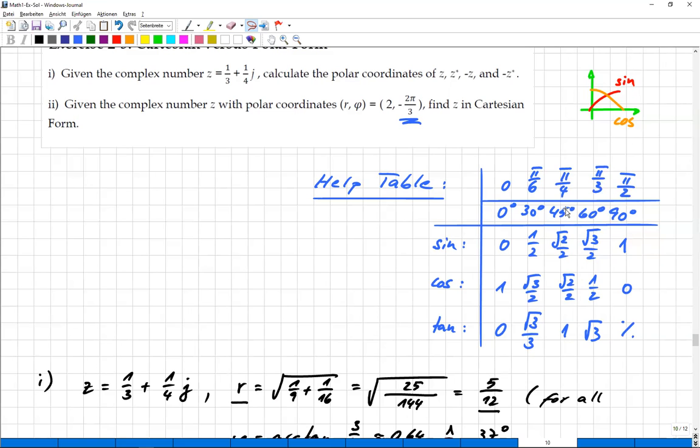Anyway, now the values of sine can be memorized with the following trick. The trick is you take 1/2 times the root of a number. So 1/2 times root of 0 is this. 1/2 times root 1 is 1/2. 1/2 times root 2, 1/2 times root 3, 1/2 times root 4. You understand what I mean?